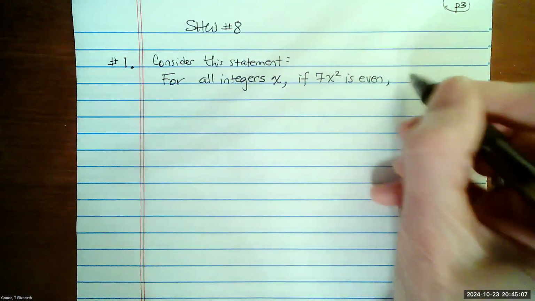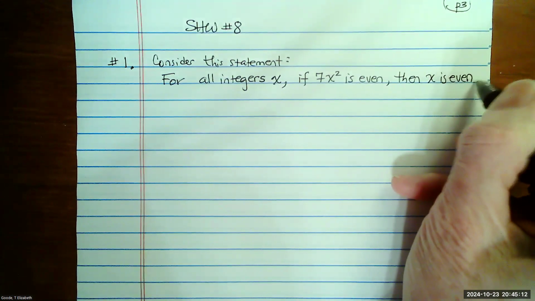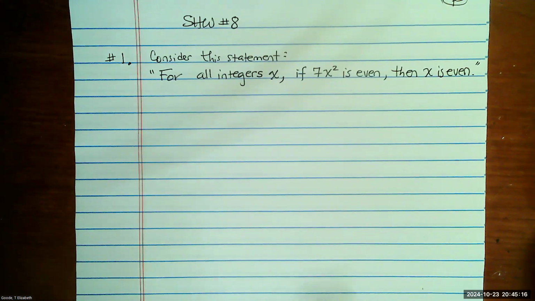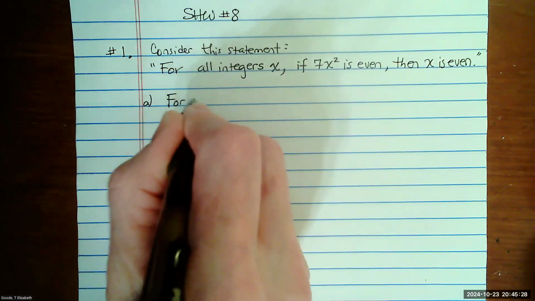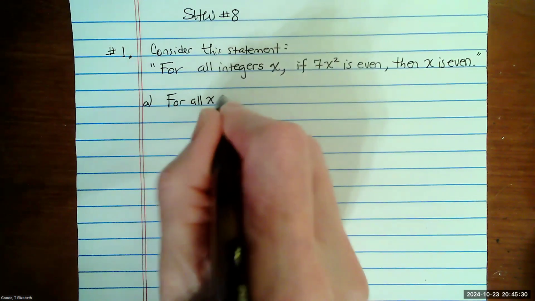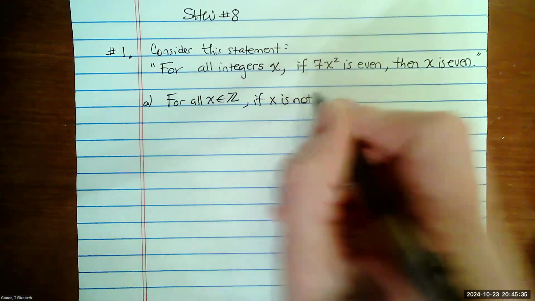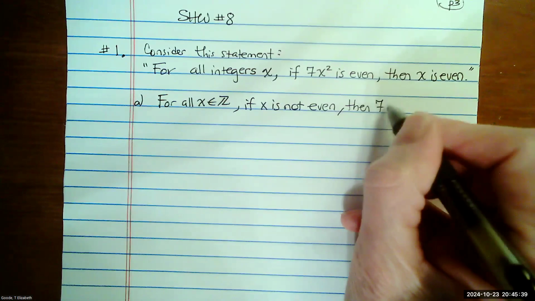Yes, I do want to write it out specifically, just to get into the habit of understanding the syntax of a contrapositive. All right, so tell me what you want to write for the contrapositive. Like I already said, for all x and z, if x is not even, then 7x squared is not even. Fine. Full credit.